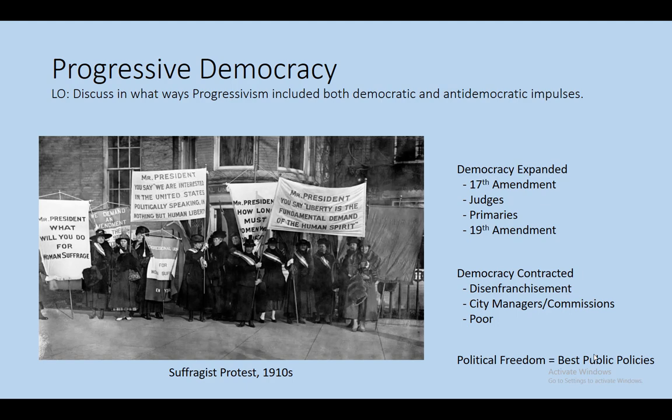And so voting came to be seen more as a privilege for the few as opposed to an obligation for the many, because progressives really did put faith in expertise. They really did want government by experts, not necessarily government by everybody. And so political freedom for progressives was less a matter of direct participation in government than of qualified persons devising the best public policies. They're very elitist and unapologetically so.